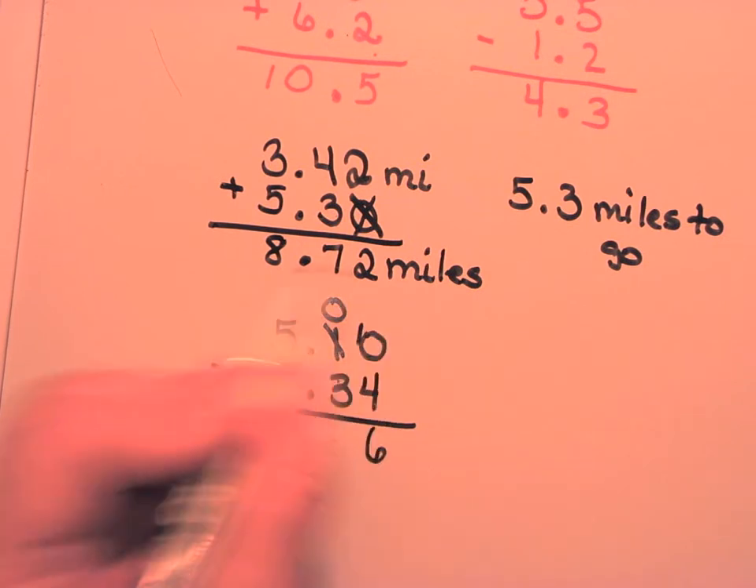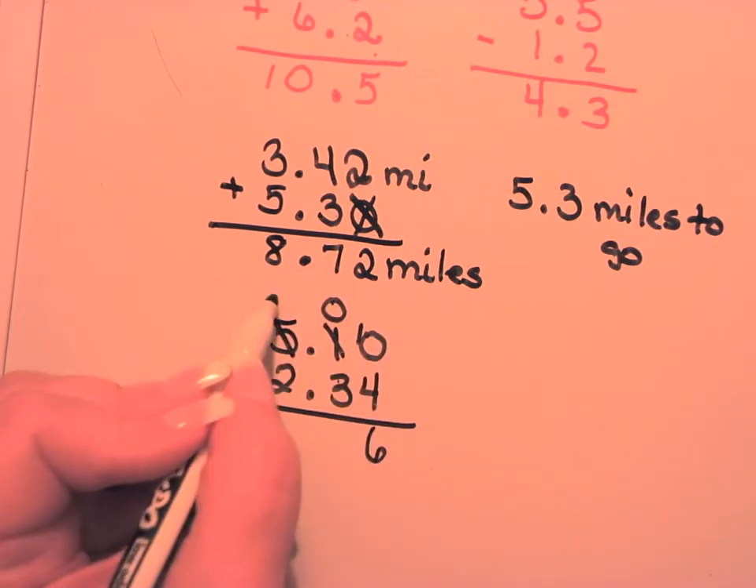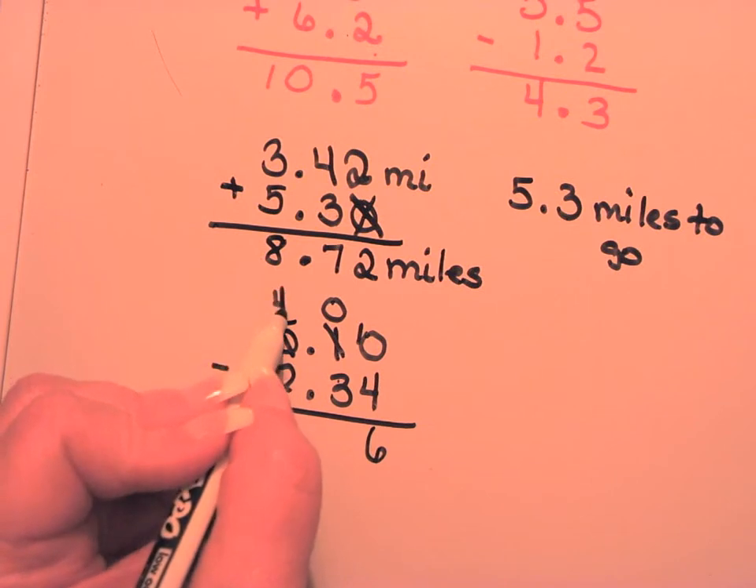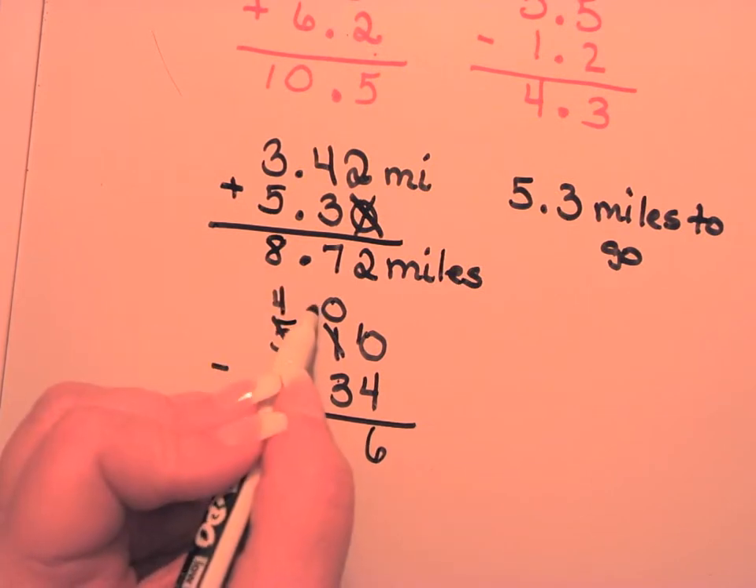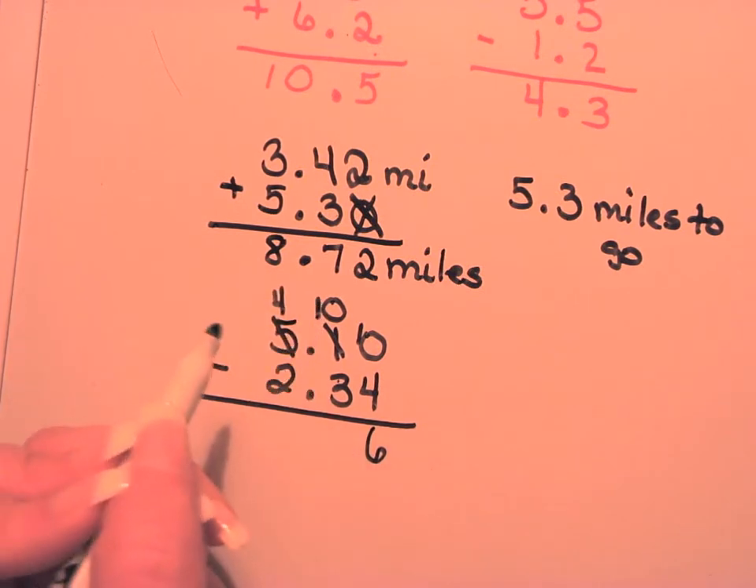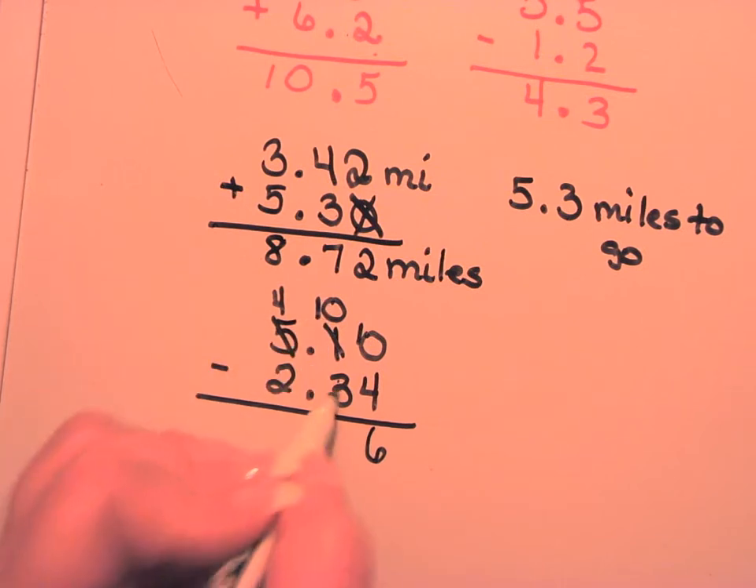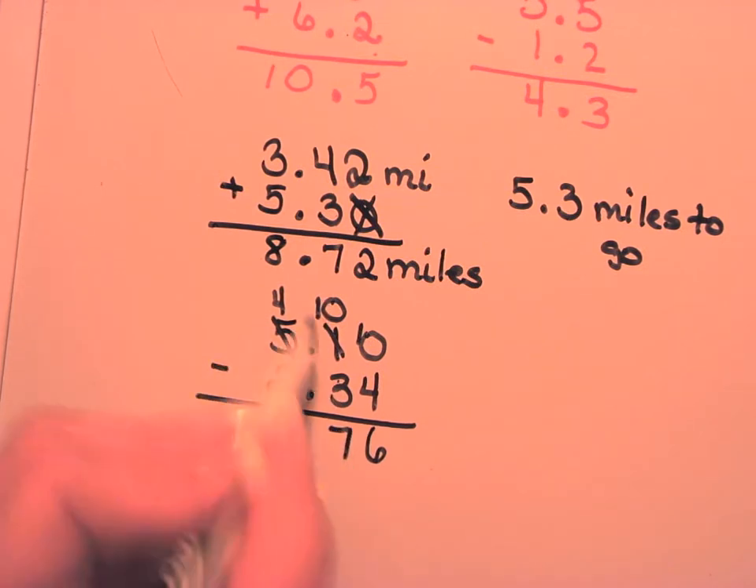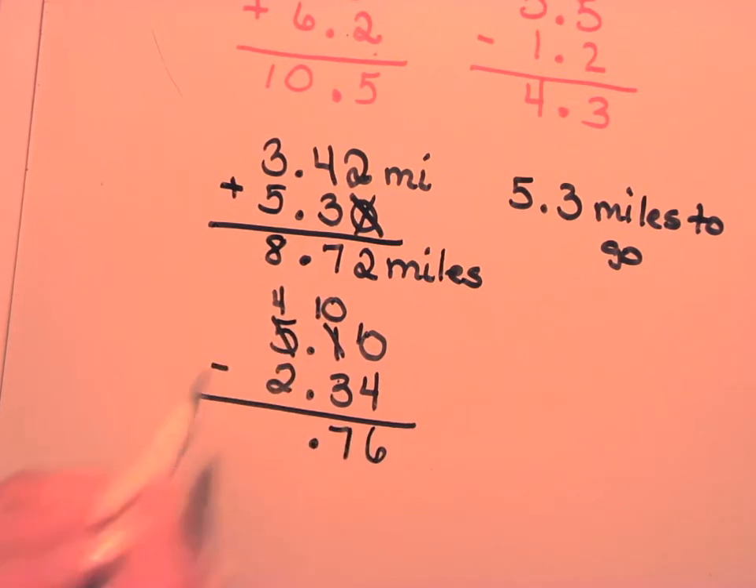More on the floor, go next door, cross out that 5, take 1 away and make it a 4. Break that into 10 pieces, add it to what we already had. 10 minus 3 is 7. Put my decimal point in place. 4 minus 2 is 2.